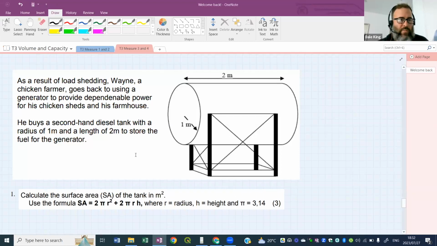First question is, calculate the surface area of the tank in meters squared. Now, the first thing I will check is that my units on the diagram are meters, and they want the surface area in meters squared. So I don't have to change any units here. I can just throw everything into the formula and go. They say, yeah, use the formula: 2 pi r squared plus 2 pi rh, which looks pretty much exactly the same as the one I've just showed you guys. Okay, r is a radius, h is the height, and pi is 3,14. Not 3,142. Be careful, 3,14. Use what they give you.